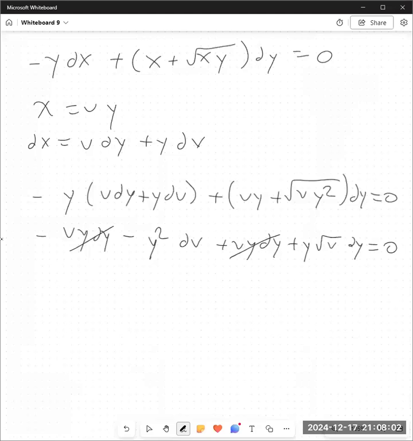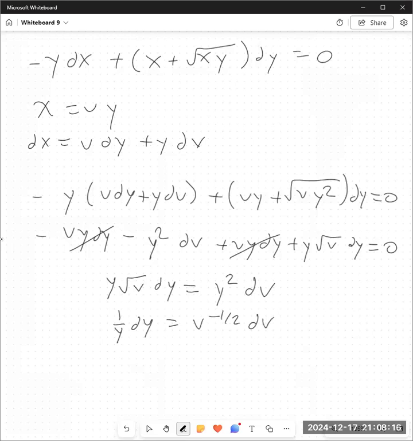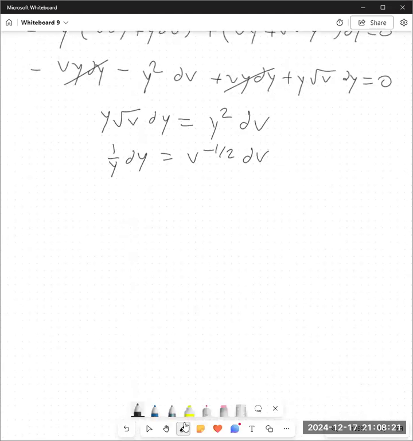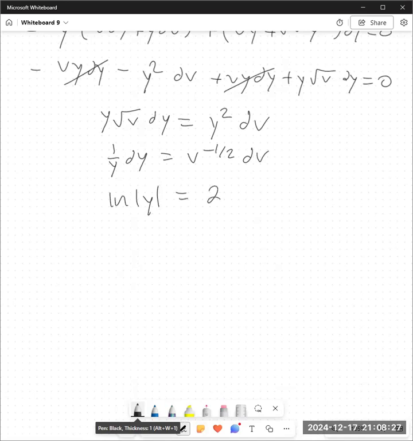I'm going to separate these. So y root v dy equals y squared dv, and 1 over y dy equals, I'll just write this as v to the negative 1/2 dv. So the ln of the absolute value of y is equal to 2v to the 1/2 plus c. So ln of the absolute value of y is equal to 2 square root of x over y plus c.